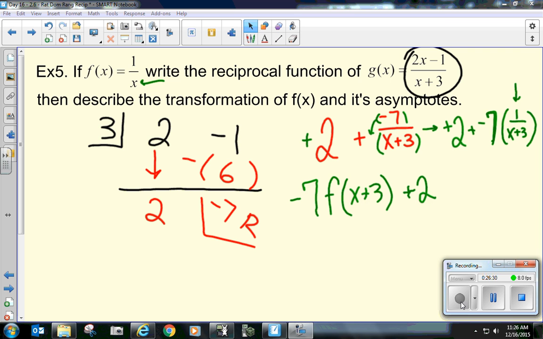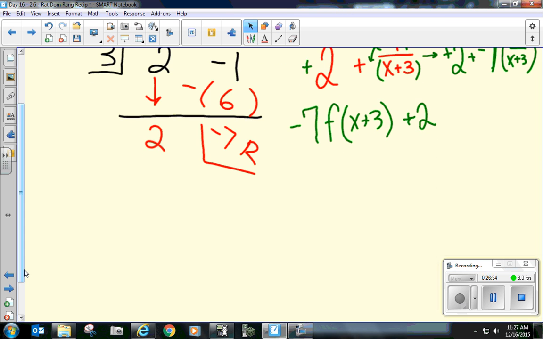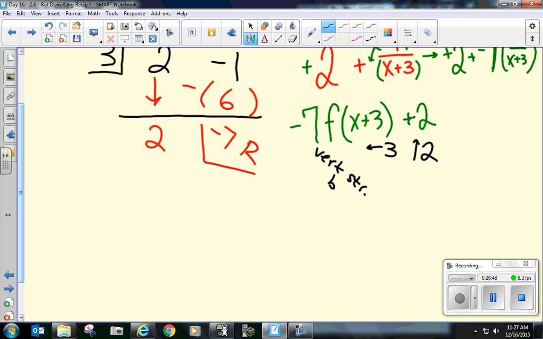And how is this going to move? Oh, so it's moving left 3 spaces. Perfect. It'll move left 3 spaces. It will move up 2 from the original reciprocal function. It'll be a vertical stretch. It flips to the negative, by a factor of 7. And this right here, well, it'll be a vertical flip.